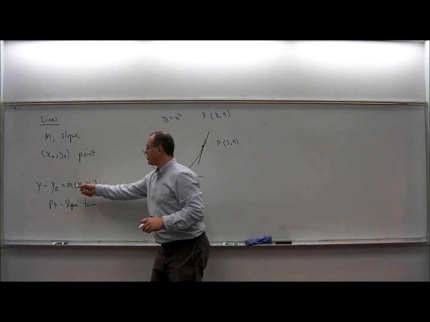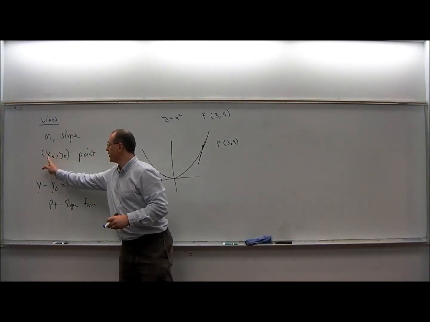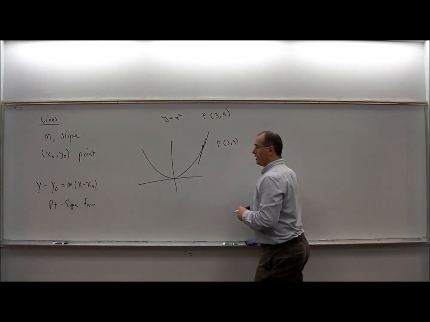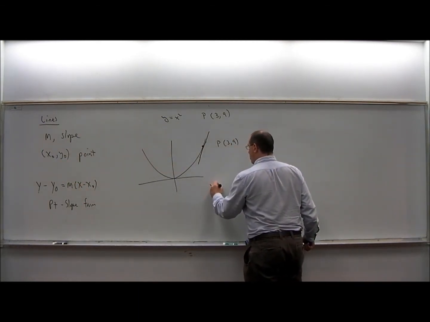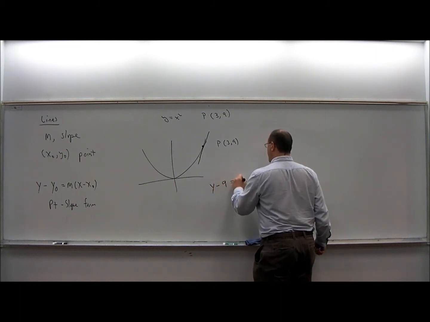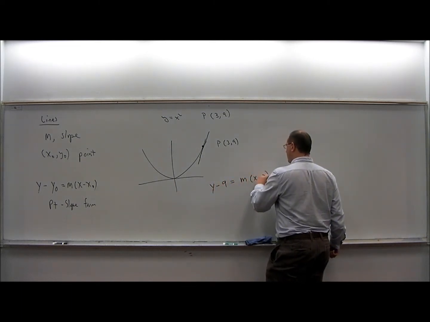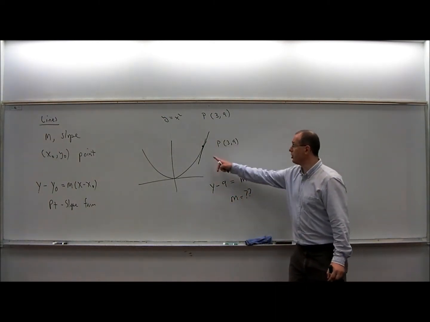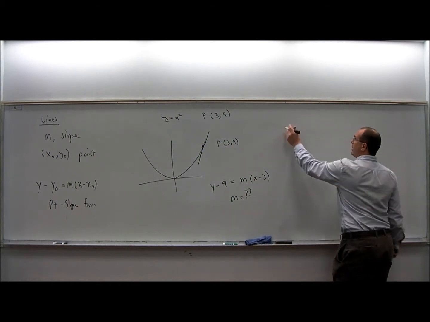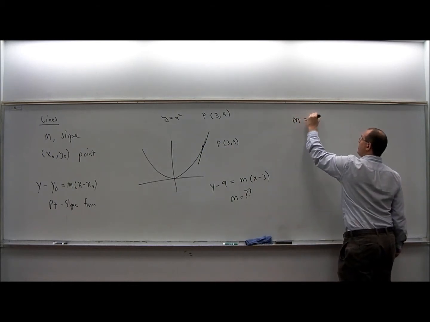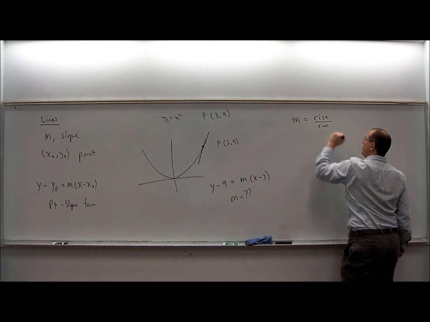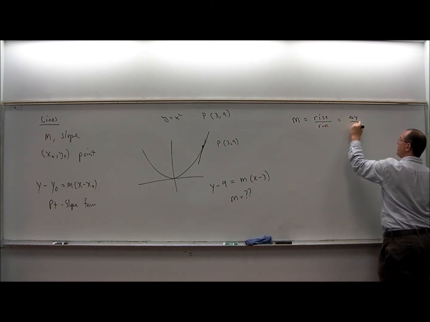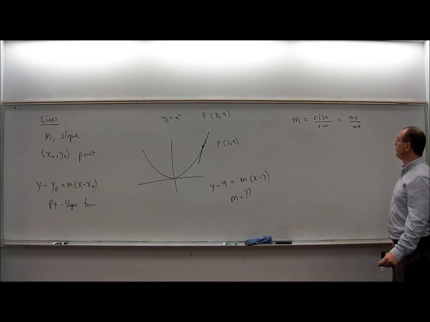So according to the point-slope form, I have (3, 9) already given. So the equation of the tangent line looks like y minus 9 equals m times x minus 3. And so the question is, what is m? What is the slope of this line? Now, normally to find the slope of a line, you need a rise and you need a run. Or you need a change in y, that's the rise, and a change in x. Change in y over change in x.